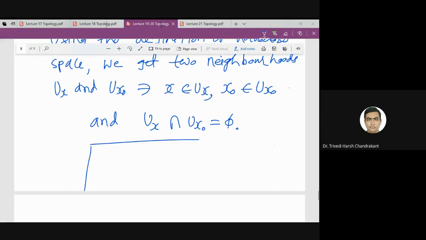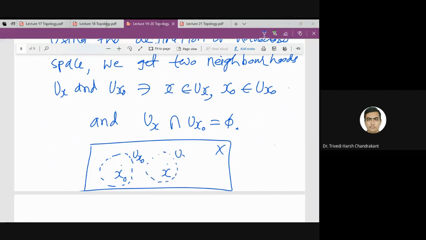So what we are getting is basically we have x and x naught. So we are getting two neighborhoods which are disjoint. So this is basically a Venn diagram. We are not in R2.